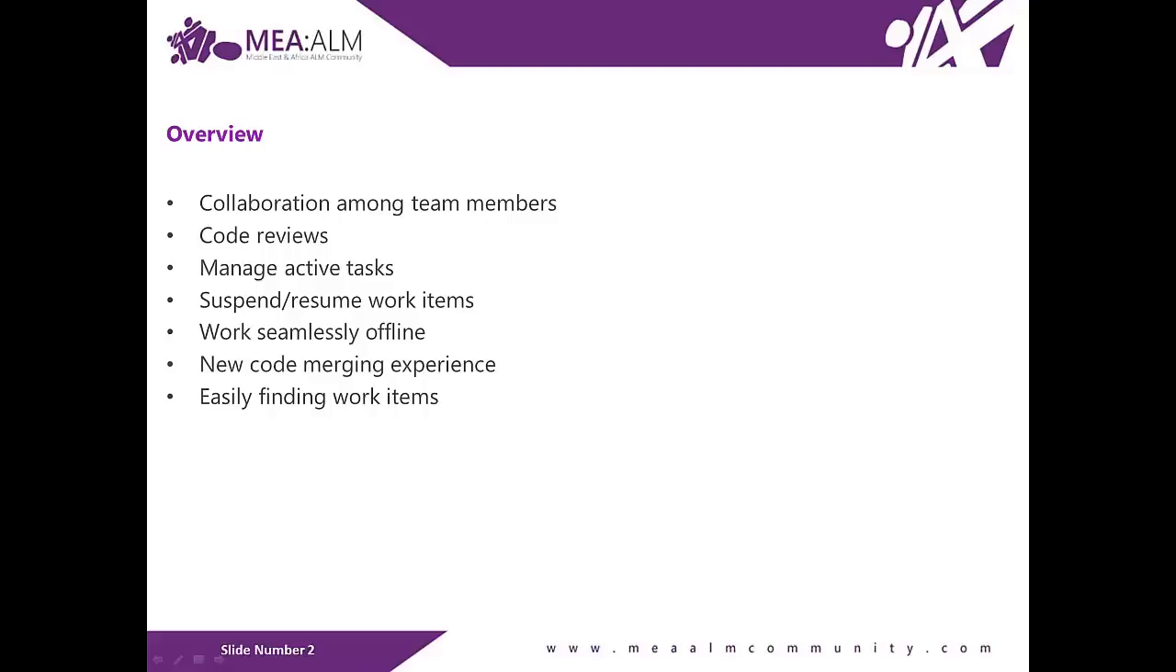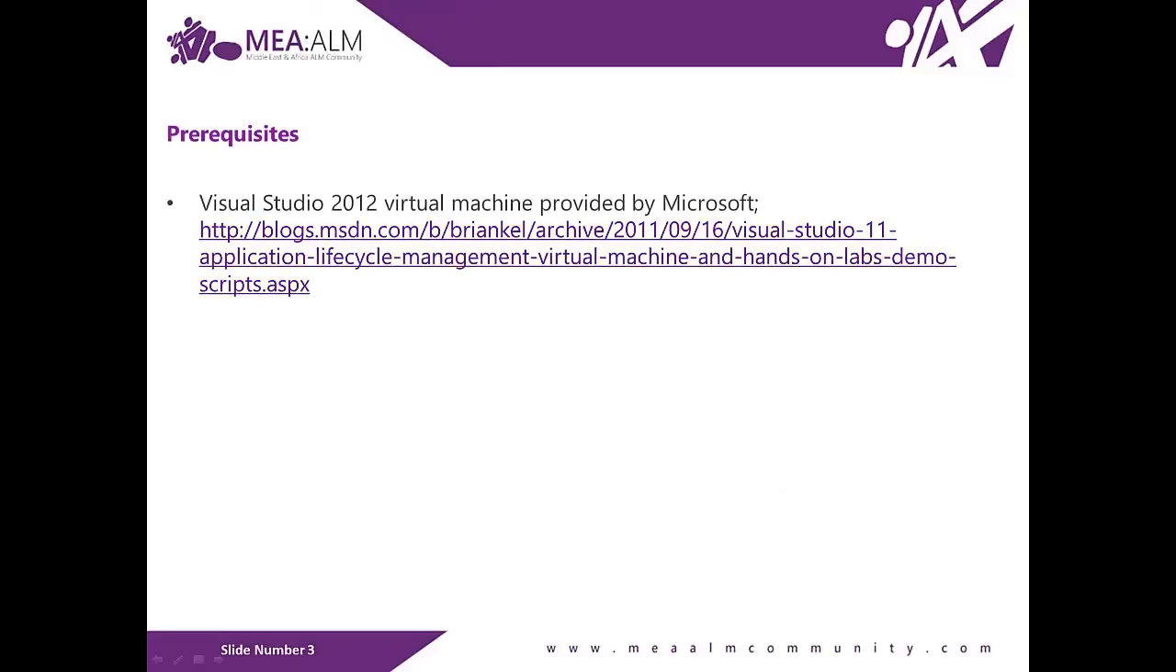The exercises also introduce you to some new features in Visual Studio 2012 and TFS 2012, such as code reviews, suspend and resume work items, local workspace, and the new dialog to merge code conflicts. During the labs, we will also touch different areas in managing our work items. To do the exercises, you need to download the Visual Studio 2012 Virtual Machine provided by Microsoft. You can download that from Brian Keller's website.